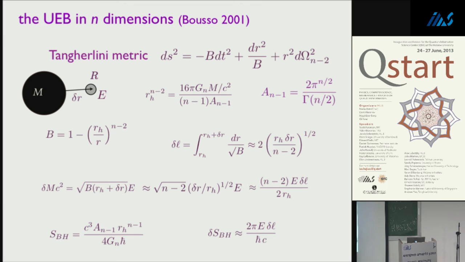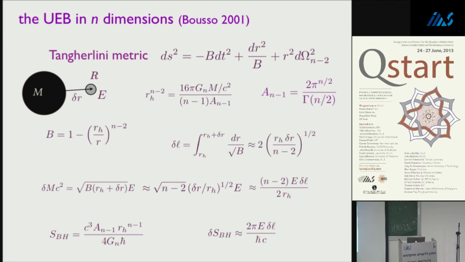There appears here the gravitational constant in n dimensions, and I will try to explain why in n dimensions it's different than in 3 dimensions. That's again the area of the n minus 1 sphere. What you do is to consider a little object which carries some energy, radius, and has entropy at some coordinate distance delta r from the horizon of the black hole. You calculate what physical distance this amounts to in some approximation, and then you drop the system into the black hole. You calculate how much the mass has increased.